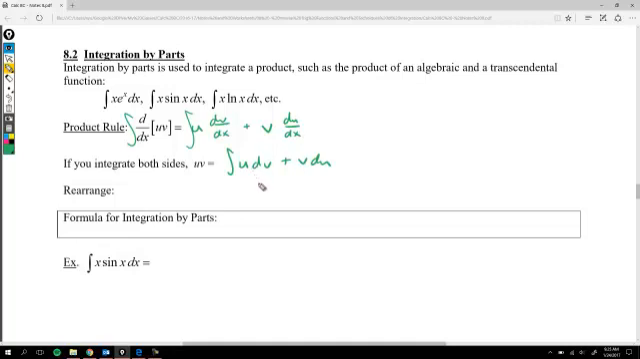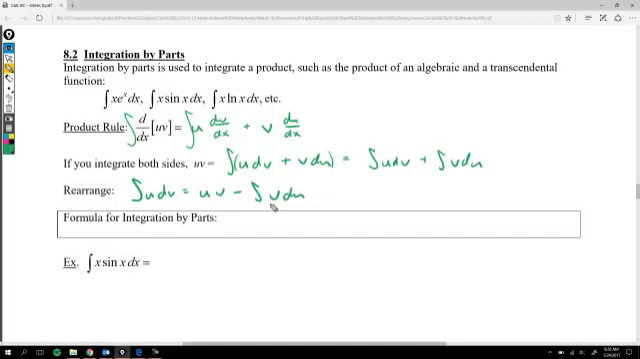Now if I just rearrange this, keep in mind that this is the same thing as the integral of u dv plus the integral of v du. Remember our integral rules, we can split up a sum or a difference. So if I rearrange this, I get the integral of u dv equals uv minus the integral of v du.